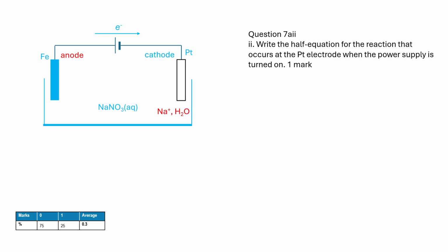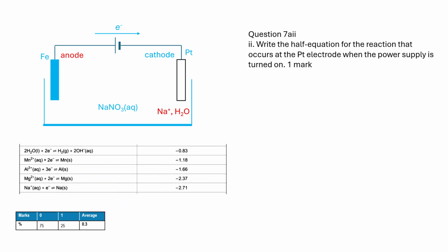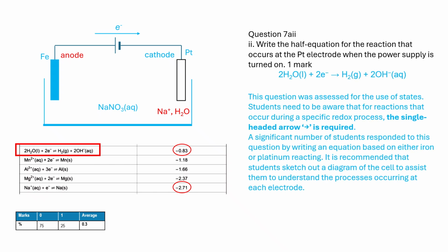Electrons are supplied to the platinum, Pt, electrode, the cathode, where reduction occurs. In the sodium nitrate solution, both sodium ions and water are available to accept these electrons. By examining the electrochemical series, we observe that water has a less negative, higher, standard reduction potential than sodium ions. This signifies that water has a greater tendency to be reduced. Thus, water gains the electrons, and its reduction half reaction is listed in the electrochemical series.